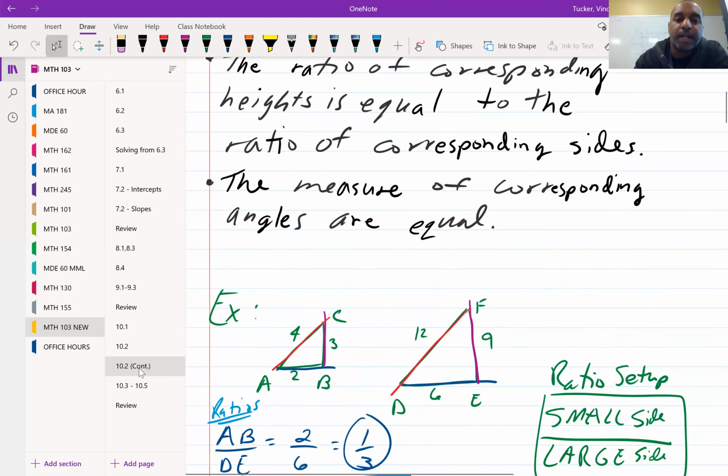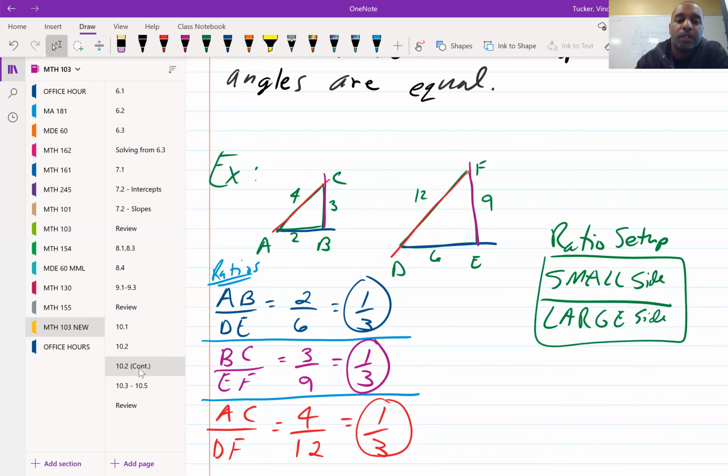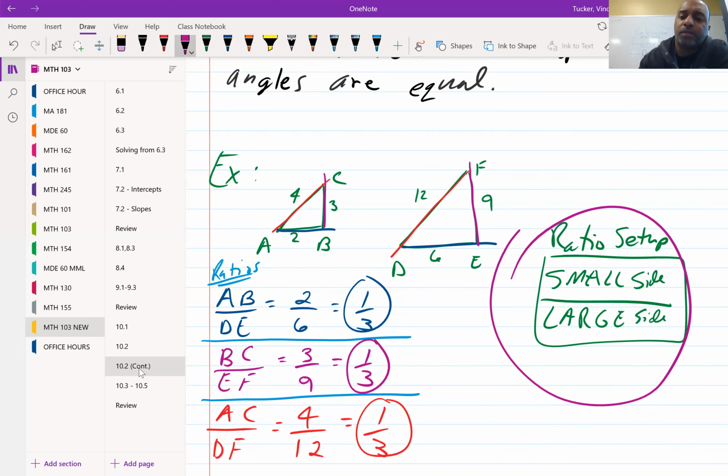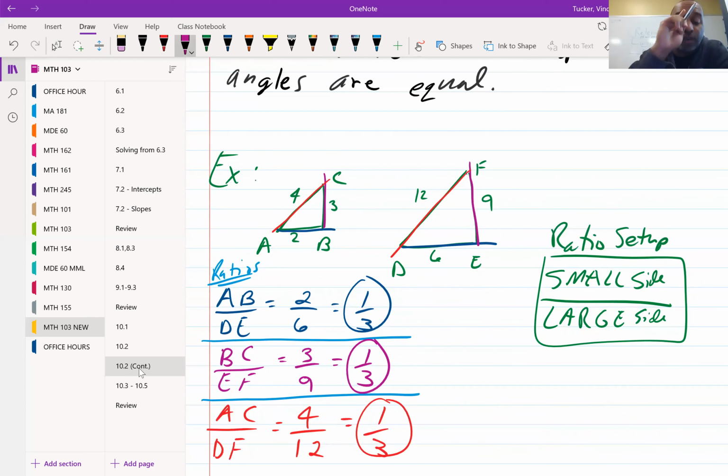All right. So just to emphasize those relationships, we have two similar triangles here. And I set up my ratio, small side over large side. So if I look at the bottom side, AB, place that over DE, that reduces down to 1/3. Try to color code it a little bit. BC, that right side, and EF reduces down to 1/3, and then also AC and DF reduces down to 1/3. So it's showing you how the corresponding sides will create equal ratios.